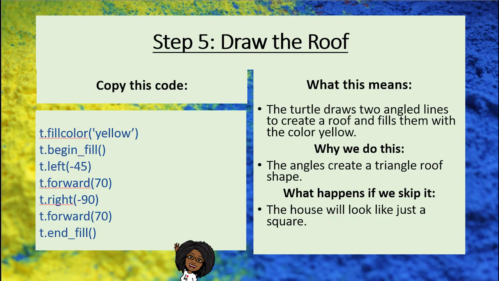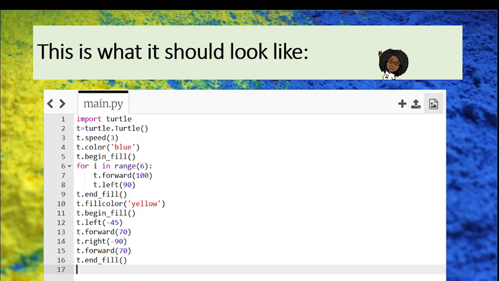Now let's draw the roof. Copy this code. You can pause the video while you type. What this means? The turtle draws two angular lines that create a roof and fills them with the color yellow. Why we do this? The angles create a triangle roof shape. What happens if we skip it? The house will look like just a square. This is what it should look like.